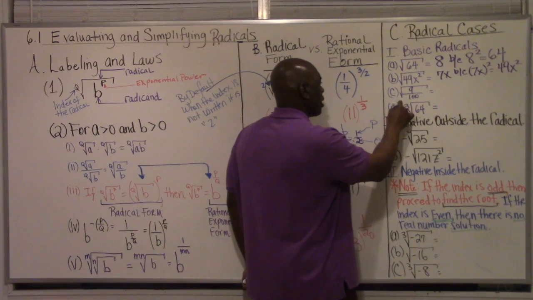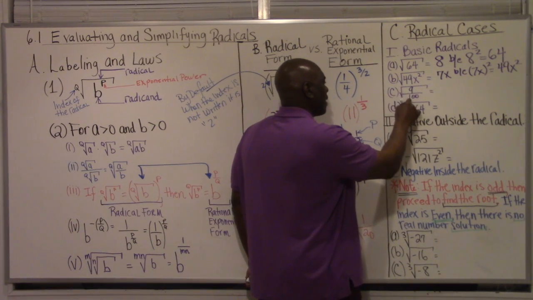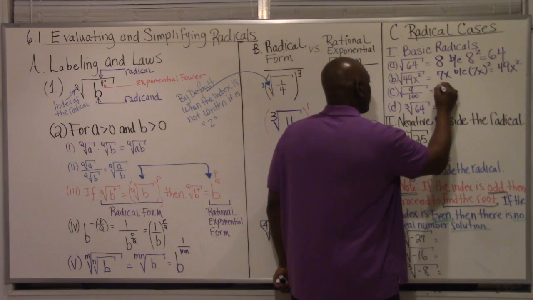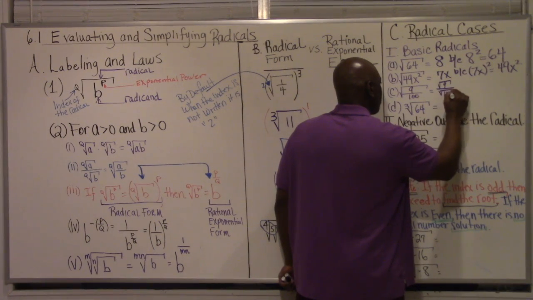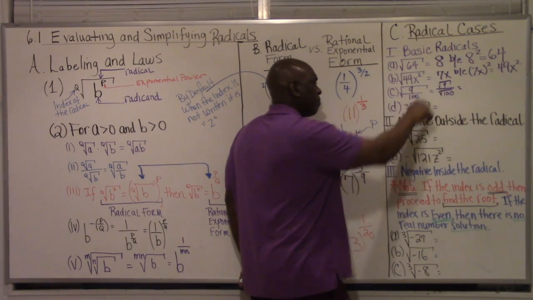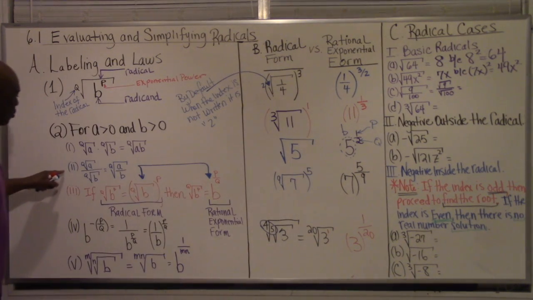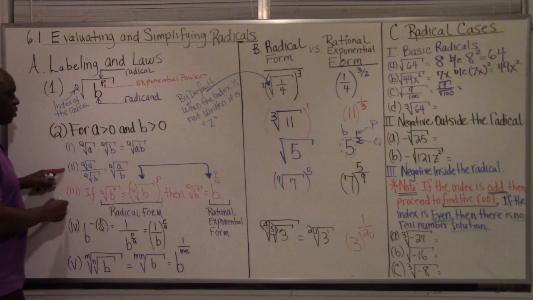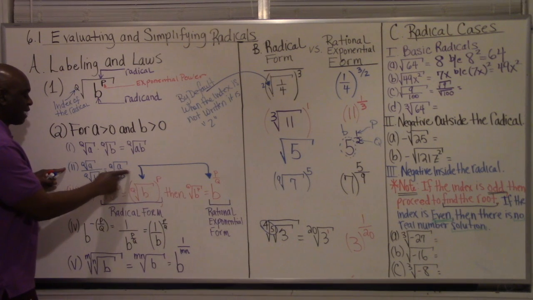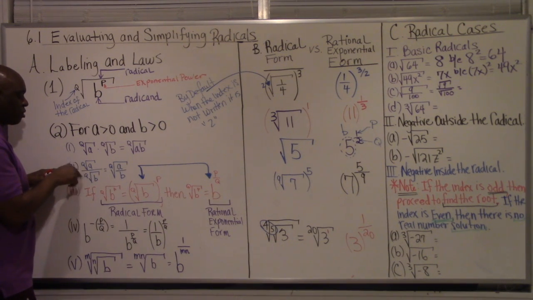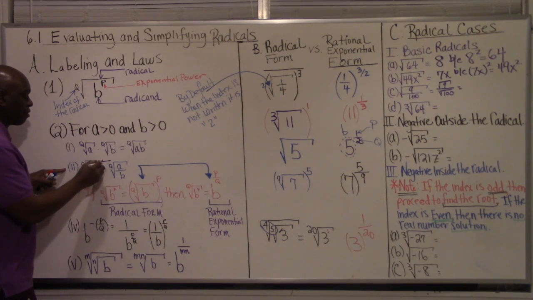How about this one? Square root of 9 divided by 100. Well, that's going to equal the square root of 9 divided by the square root of 100. See how I split that up? That's the rule right here. That's rule number 2. With rule number 2, I went from the quotient of A over B back to the separate roots: the qth root of A divided by the qth root of B. I split it up. I went in this direction, from the quotient to the split.